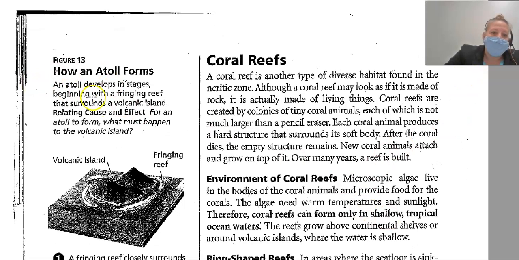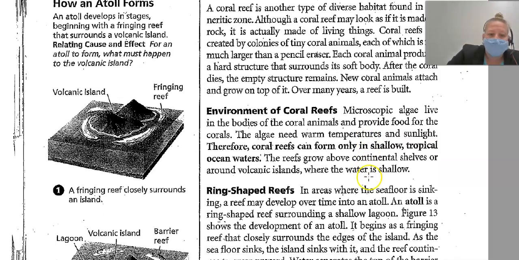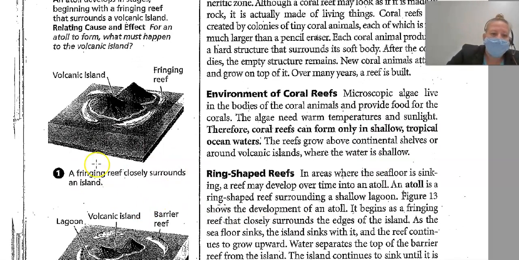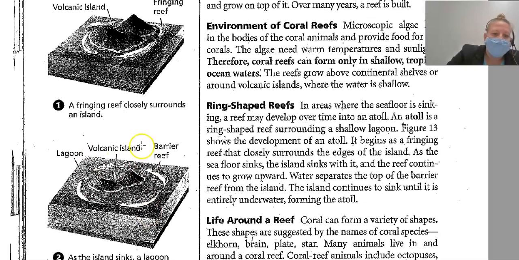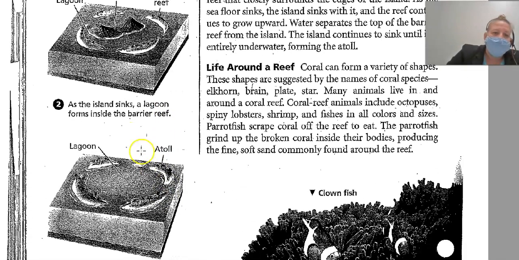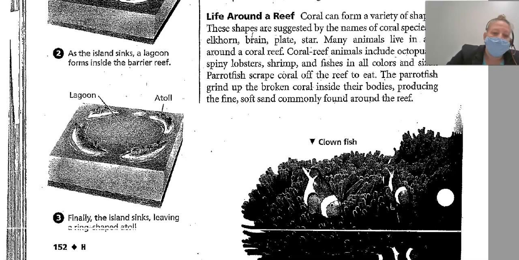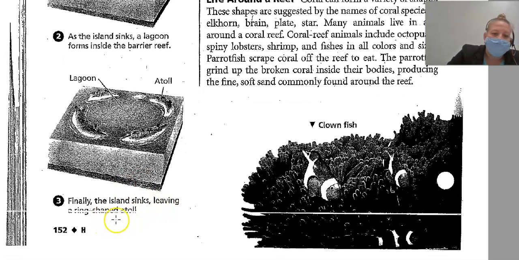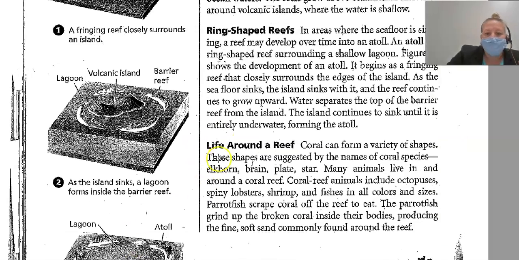Okay, an atoll. An atoll develops in stages, beginning with the fringing reef that surrounds a volcanic island. So you have a volcanic island, and then you have the fringing reef, and that's what causes an atoll to form. A fringing reef closely surrounds the island. So you have the volcanic island, the lagoon inside here, and the barrier reef. As the island sinks, a lagoon forms inside this barrier reef, and that's what is called an atoll. And finally, the island sinks, leaving a ring-shaped atoll. Okay?